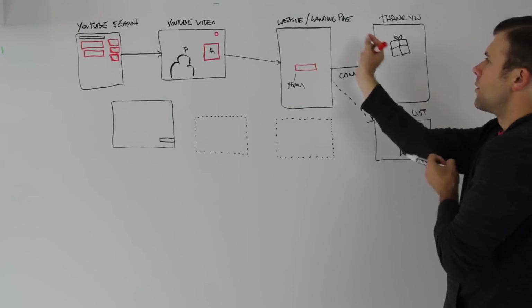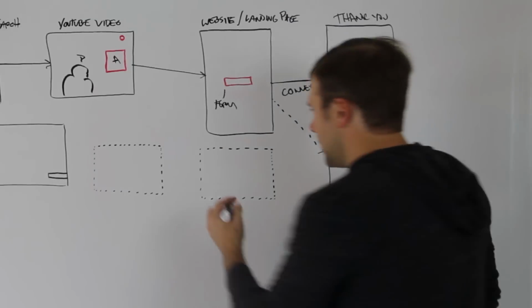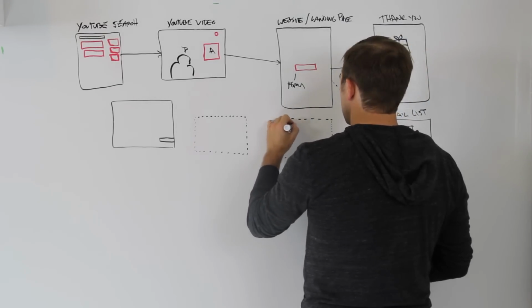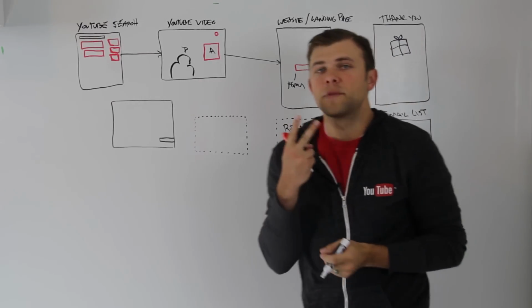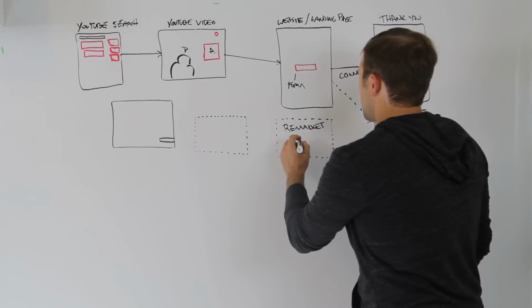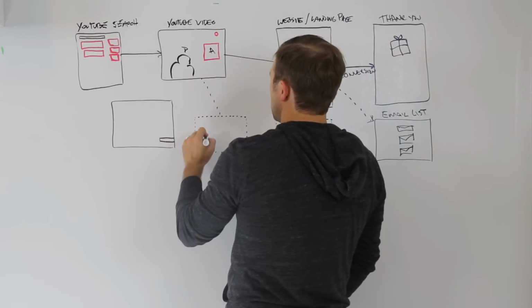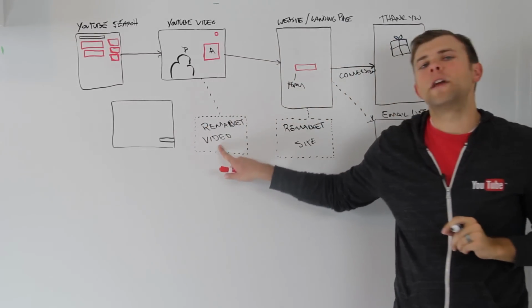Now, the cool thing that you can do with YouTube ads is remarketing. Remarketing is basically the new form of your email list. Now, when you do YouTube ads, there's two types of remarketing lists. There's website remarketing, and when people watch your videos, they'll be put on your video remarketing list.